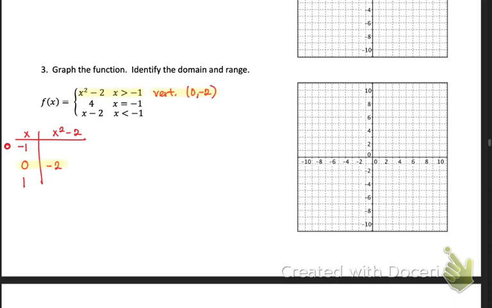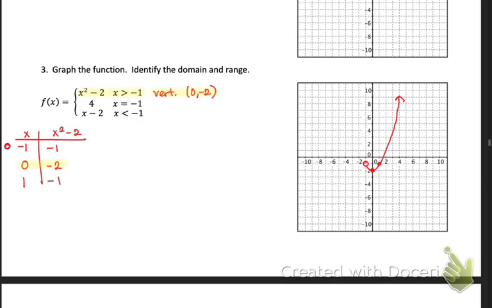So -1, when I plug that in, we're going to get 1 minus 2, which is -1. +1 is going to do the same thing. So we can graph -1, -1 with an open circle, 0, -2 with a closed circle, and then 1, -1 with a closed circle. So this side of the graph is going to go like this. If I hadn't done that vertex, I might think it's a horizontal line or some other line. I might have thought it was a diagonal line, because we just got to make sure we know what we know about parabolas so we can get all the pieces.